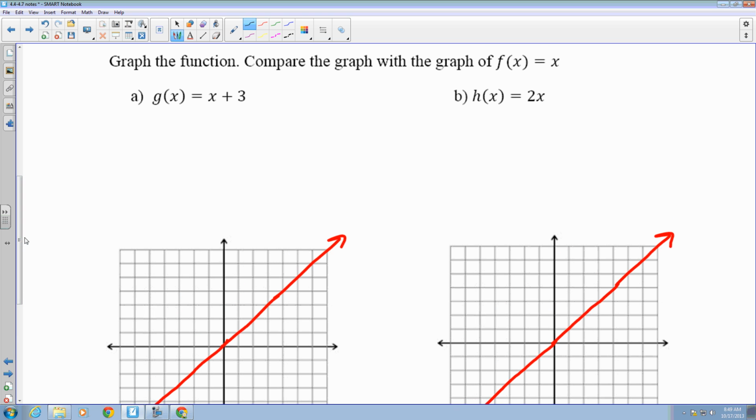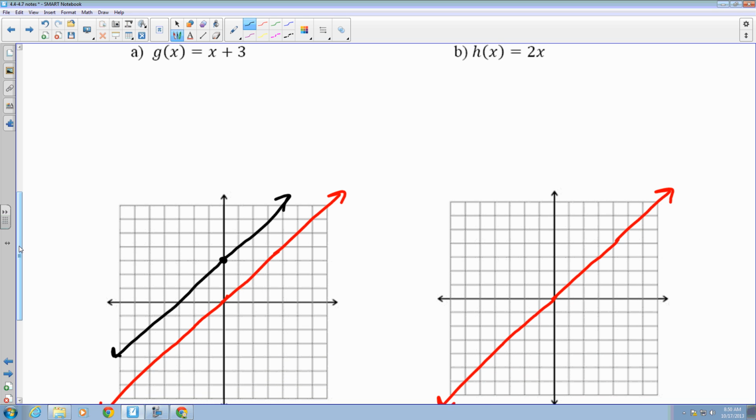So x plus 3, that starts at 3. Y-intercept is 3, but our slope is 1, so it's still going to go the same direction. So compare this with the graph of f of x equals x. Well, g has moved up 3, really.